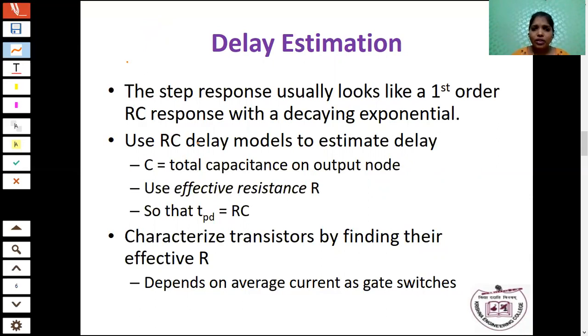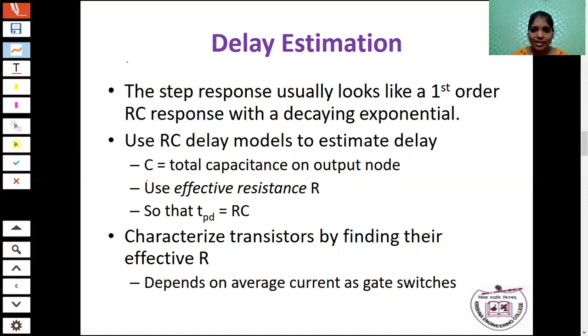Okay, so we are going to measure the delay using different methods like the RC delay model, Elmore delay models, and linear logical effort to estimate the delay. In this unit we will see one by one how we are going to measure the delay with the help of different methods. The main thing is that here we are going to measure the delay with the help of resistance and capacitance. So use the RC delay model to estimate the delay.